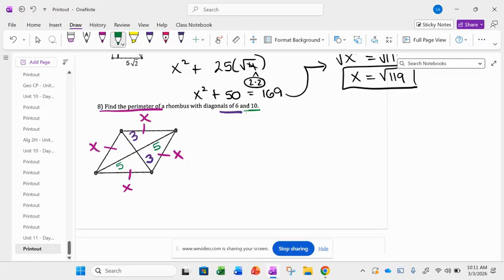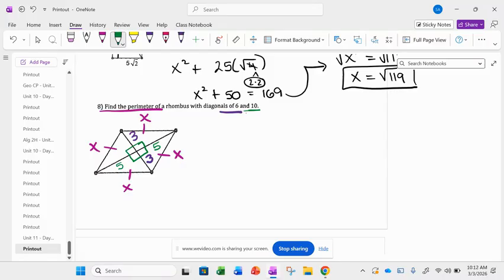Yeah, the diagonals bisect each other, so they cut each other in half. So if one full diagonal is 6, then you label it 3 and 3. And if the other one's 10, you label it 5 and 5 because they bisect each other. And then the last thing you have to remember is that the diagonals are perpendicular. So we have 4 right angles in the middle of a rhombus.